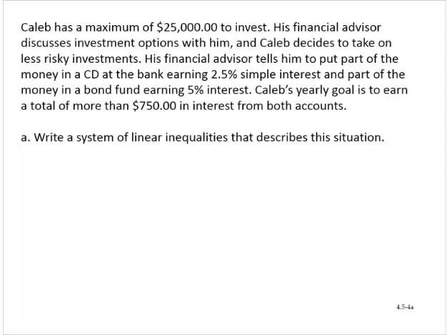Caleb has a maximum of $25,000 to invest. His financial advisor discusses investment options with him, and Caleb decides to take on less risky investments. His financial advisor tells him to put part of the money in a CD at the bank earning 2.5% simple interest, and part of the money in a bond fund earning 5% interest.